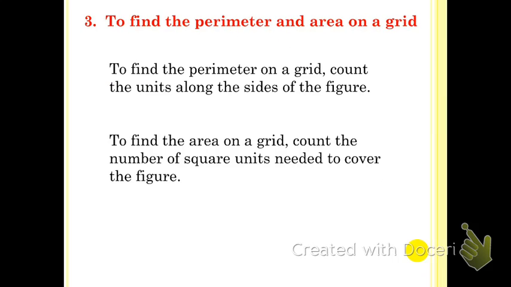Finding perimeter and area on a grid. To find the perimeter on a grid, count the units along the sides of the figure. To find the area on a grid, count the number of square units needed to cover the figure.